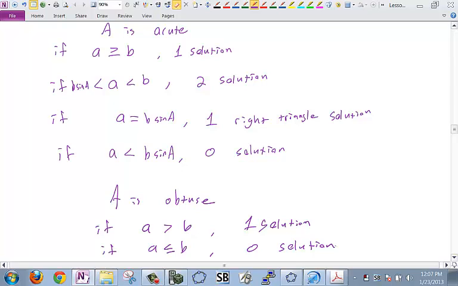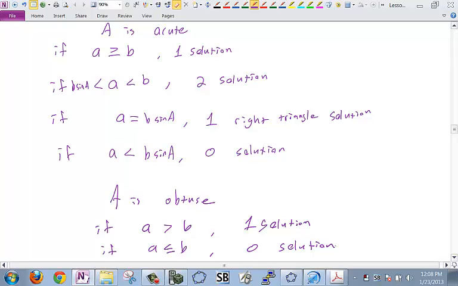If it's equal to it, one right triangle solution, so you can use SOHCAHTOA. And if it's less than, no solution. So that's the process you have to go through. That helps you identify how many solutions. Then you actually got to figure out how to find all of the solutions.